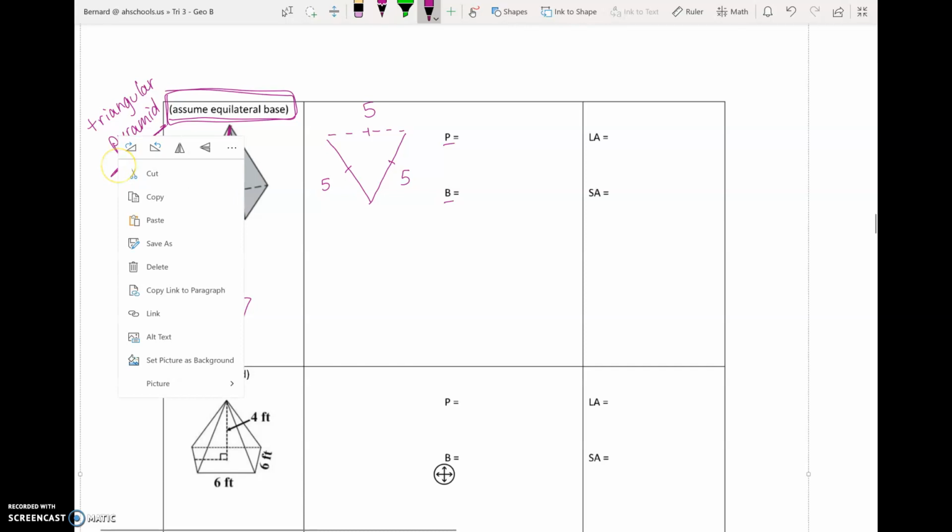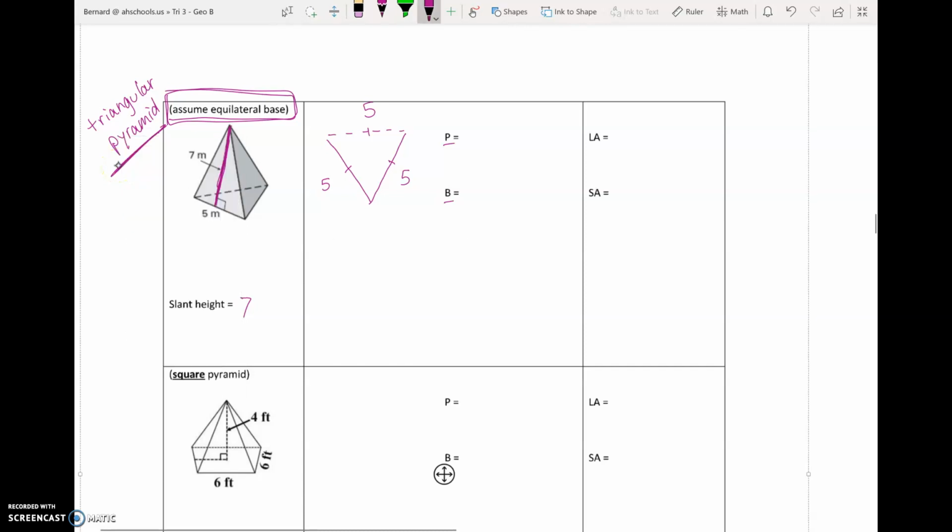Remember, it's a pyramid now, not a prism, because it comes to a point at the top, right above our base. And remember, we name these things off of our base, so it's called a triangular pyramid because our base is a triangle, right? Base on the bottom, point on the top, triangular pyramid.